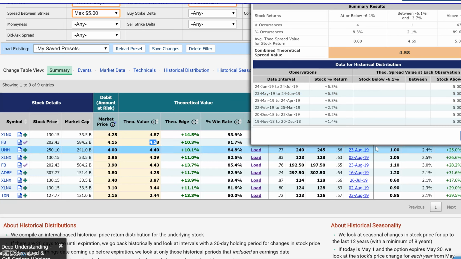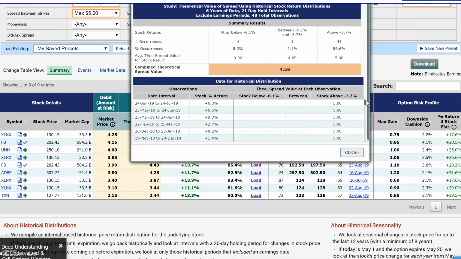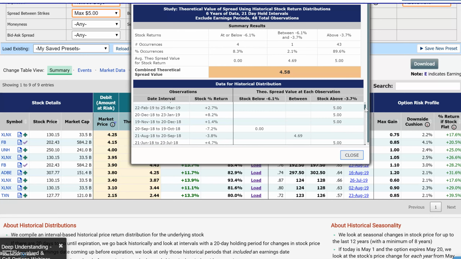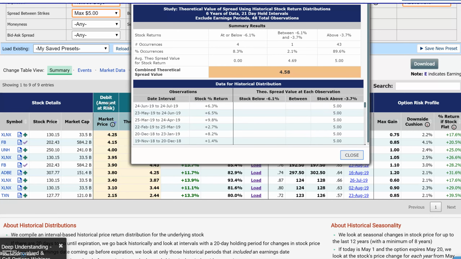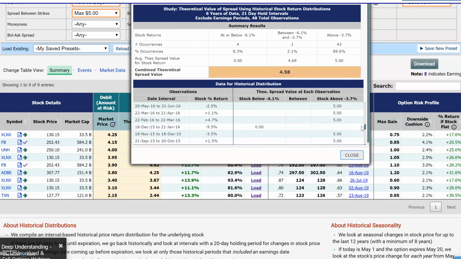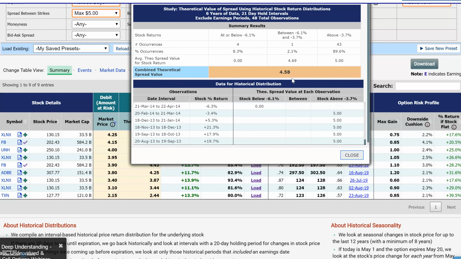Sorry, over here, I was on the wrong one. Also, if you just want to see the data, you could see the data below for each observation. So from June 24th to July 24th, the stock increased 6.3%. So if it did the same thing this time, this call spread would be worth $5. From May 23rd to June 24th, it increased 6.5%. If it did the same thing, it would be worth $5. So you keep going down the line to see all the data, and that's how we got that summary.